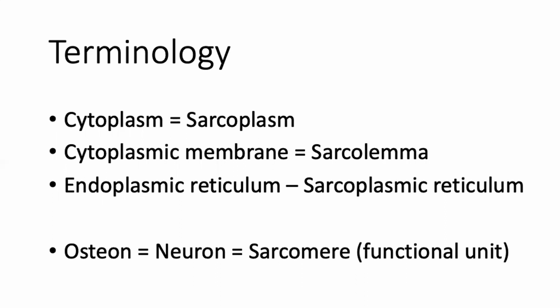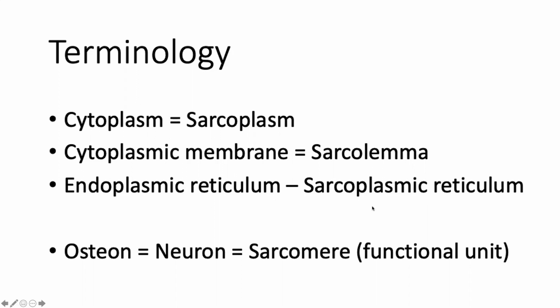A few little terminologies here. I said the cytoplasmic membrane is equivalent to the sarcolemma. Cytoplasm is equal to sarcoplasm. So these are the muscle cells, the sarcomere; try to translate into our normal cell. Cytoplasm, we call it sarcoplasm in muscle cell. Cytoplasmic membrane, we call it sarcolemma. Endoplasmic reticulum, in the muscle cell, we call it sarcoplasmic reticulum.